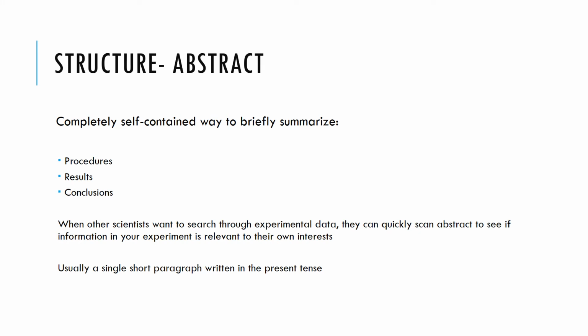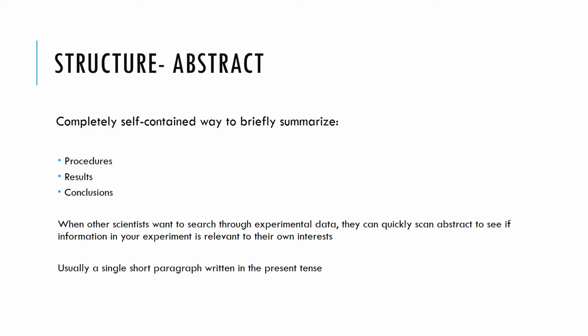So the abstract then, this can be a tricky one to write and takes a little bit of practice. So these are a completely self-contained way to briefly summarize the procedures, the results, and a snapshot of the conclusions of your report. And when other scientists are reading through the chemical literature and they come across possibly hundreds or even thousands of reports or papers, they need an easy way of very quickly seeing what any one individual paper is about. So often you'll find, as you're searching through lots of different papers and reports, you'll very quickly read the abstract, and that will immediately tell you whether or not you're interested in reading that paper in more detail.